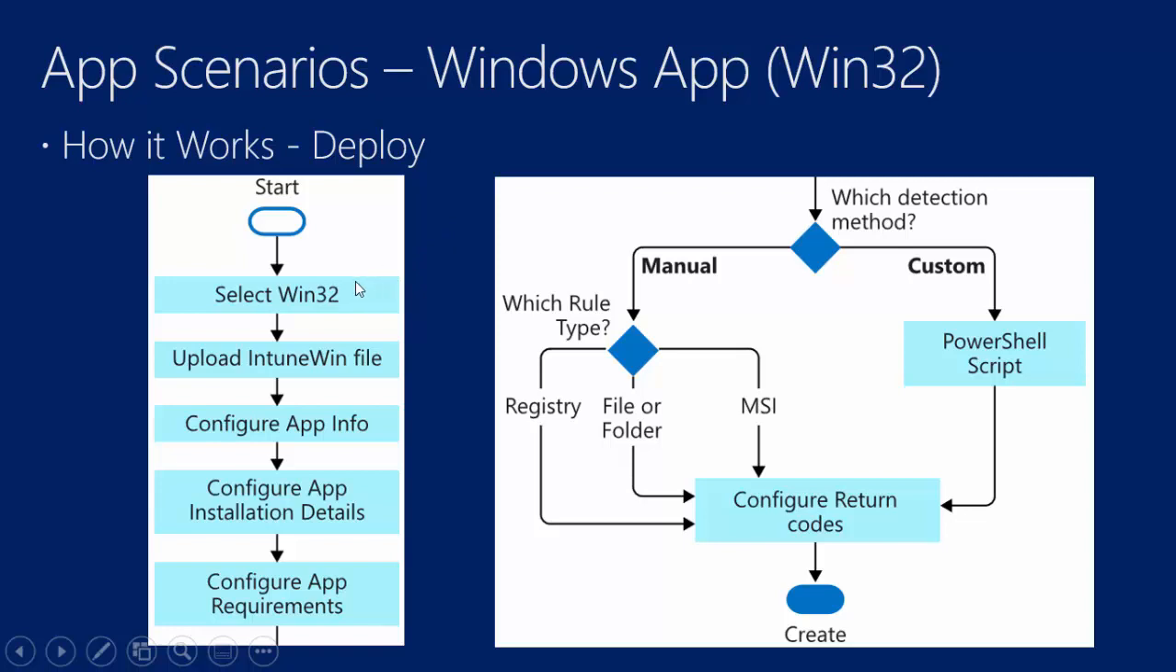So we're going to select Win32, and then we're going to upload our file. Then we're going to configure app info and app installation detail and app requirements and all of these things, and detection methods and rules and requirement rules and also dependencies if we need to configure dependencies, return codes, and all of these kinds of things. And if you look at this and you think, wow, that certainly sounds like Config Manager, and specifically it sounds like the app model in Config Manager, yeah, you're right. It does, right?